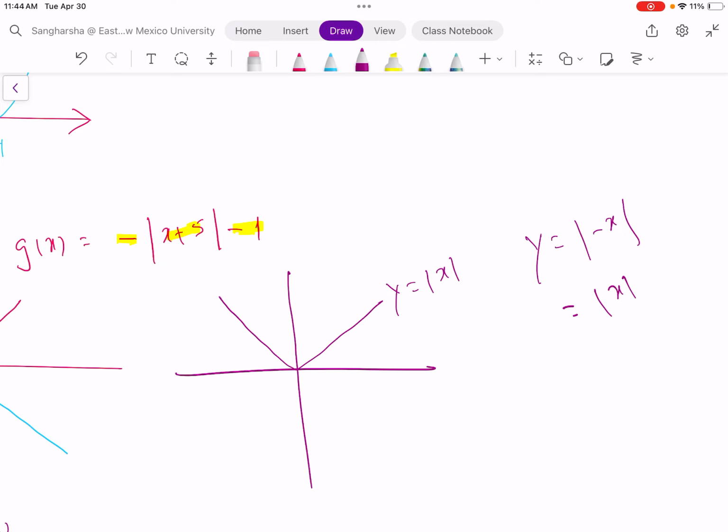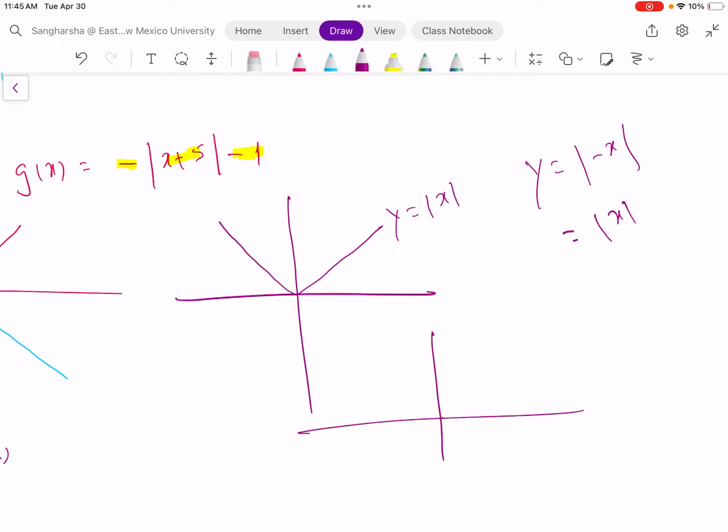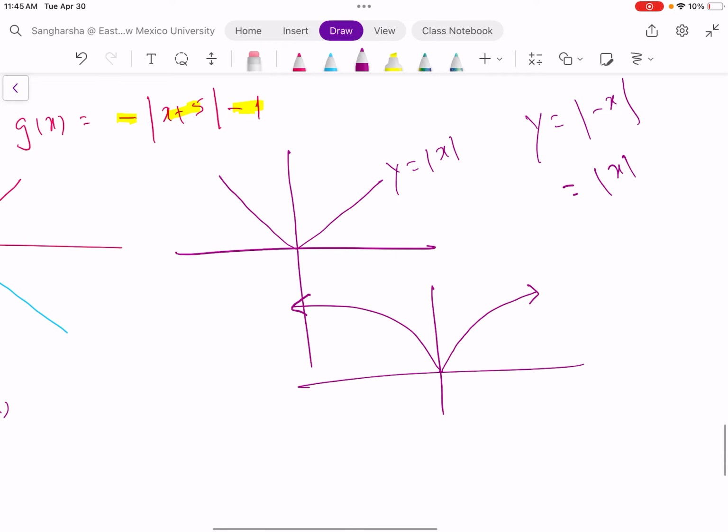You just imagine that. Reflecting across the y-axis means you place a mirror here, and for the x-axis you place a mirror here, and just think about the image that you see in the mirror. For example, this is the square root function, and if we reflect across the y-axis, this is the graph that we're going to get. If we reflect across the x-axis, this is the graph that we're going to get.